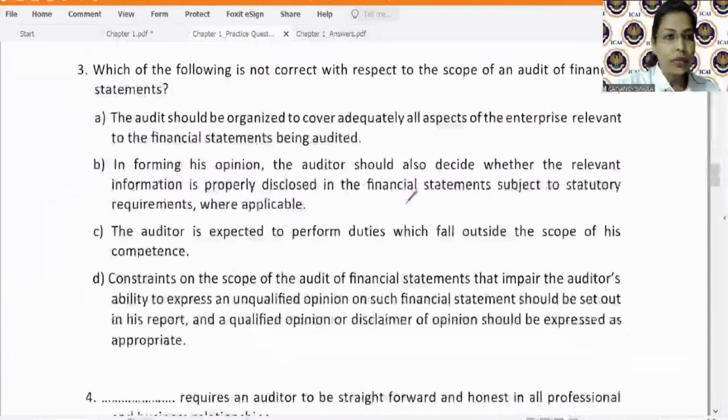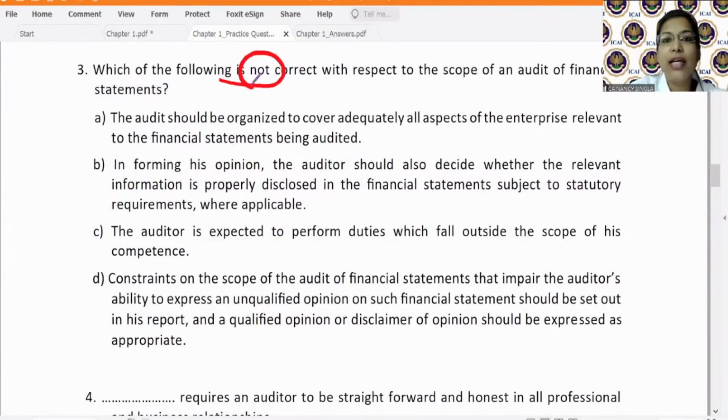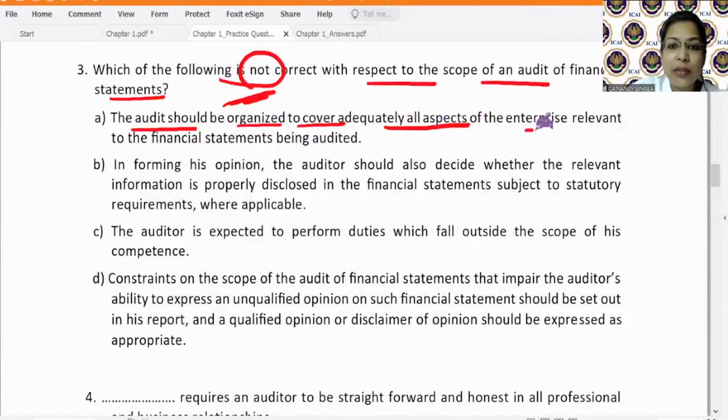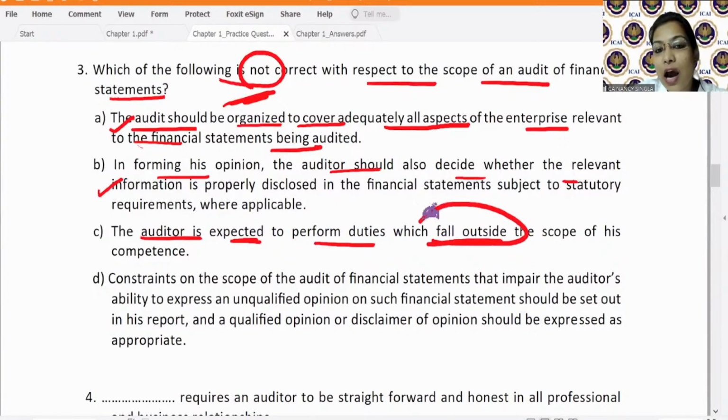Meanwhile, read the third point, and read the question also correctly. Which of the following is not correct? है ना? तो concentrate on these words also, not correct, with respect to scope of an audit of financial statement. The audit should be organized to cover adequately all aspects of the enterprise related to the financial statement when audited. This is correct. In forming his opinion, the auditor should also decide whether, which this statement is also correct. The auditor is expected to perform duties which fall outside the scope of his competence. This is not correct.